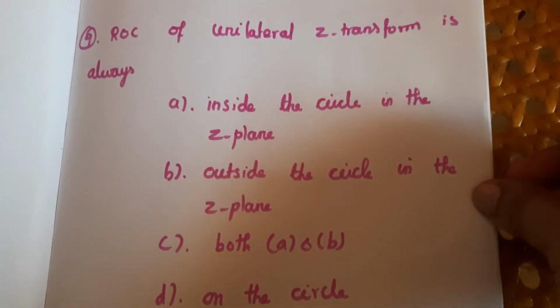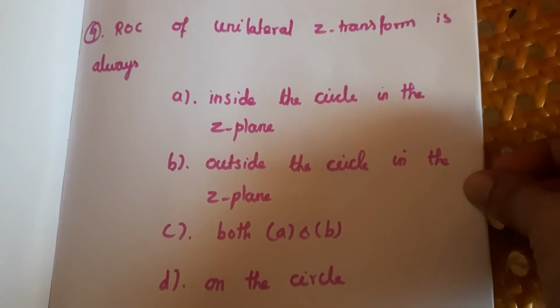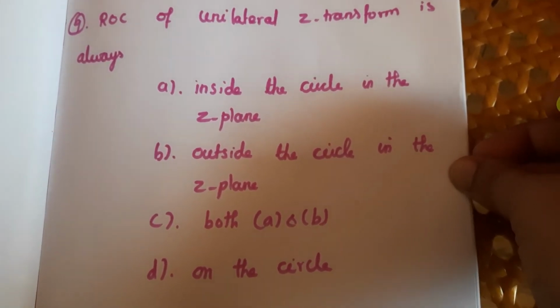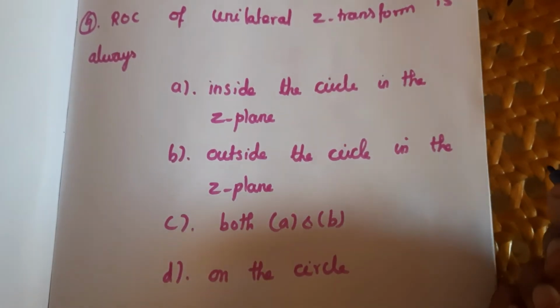Next question, ROC of unilateral z transform is always. And for unilateral z transform, the ROC is always outside the circle in the z plane.